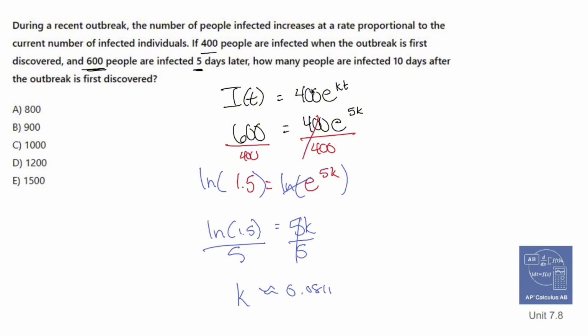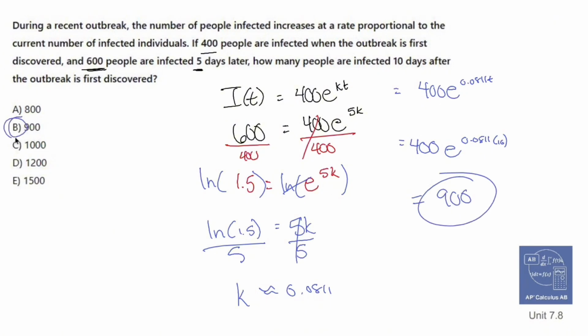All right, now that we know that, we can go back to this equation up here and change this equation to 400 e to the 0.0811t. Now I care about 10 days later. So this is just me throwing stuff into a calculator. 400 e to the 0.0811 times 10 is going to be 900, give or take, which is going to be B.